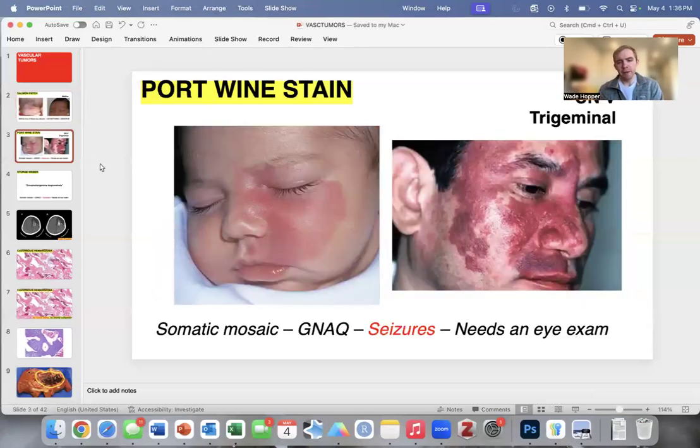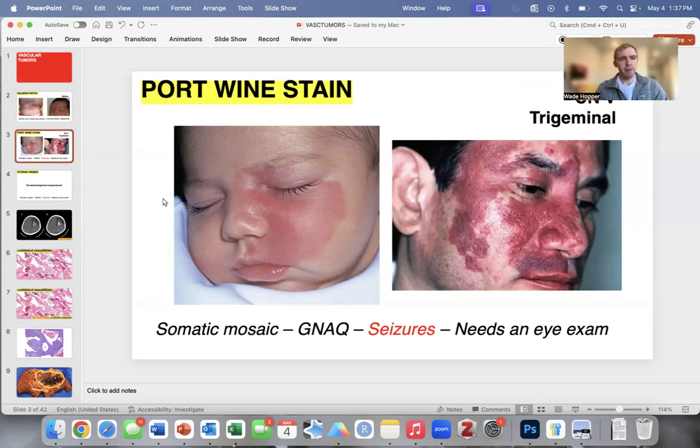Notice that it's off midline a little bit. This one on the left on that baby, that's in the maxillary branch, V2, distribution. And these lesions stick with people as they age. The port wine stains do not tend to go away, unlike the salmon patches. And you can use laser phototherapy to try to get rid of them, but that does not have a great success rate. Maybe about 20% of patients see total resolution of a port wine stain after that laser phototherapy.